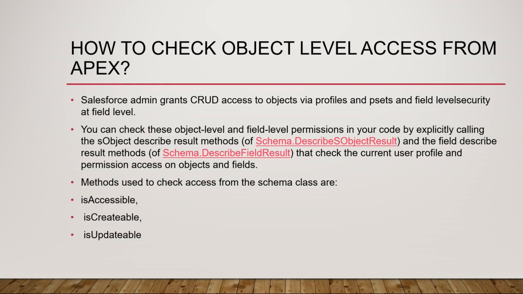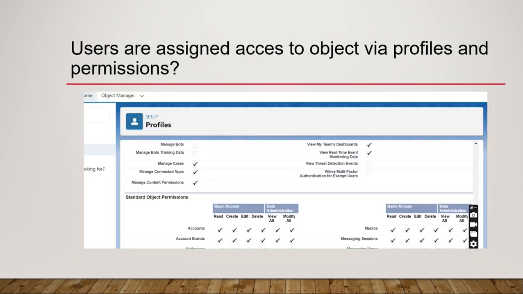How to check object level access from Apex. If you all remember, a Salesforce admin grants CRUD access to objects via profiles and permission sets, and you can also have field level security. When you create a new user, you have to create profiles, and then you have to assign the CRUD access.